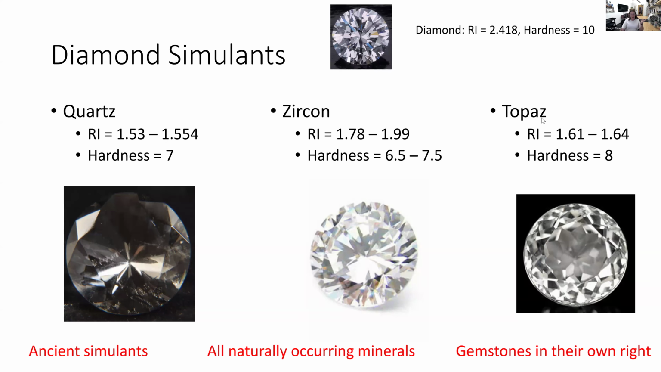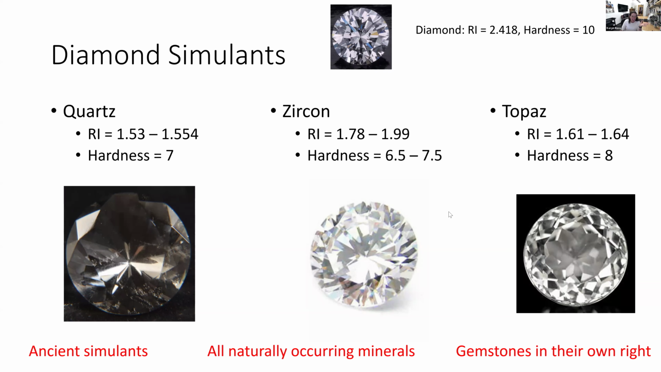Topaz. We're going to go get some topaz near the end of the semester at Topaz Mountain. It comes colorless. In fact, most of the stuff you're going to be picking up will come colorless. The hardness is pretty good at 8. It's not fabulous, but it's not bad. But the index of refraction just isn't really up there with diamonds.